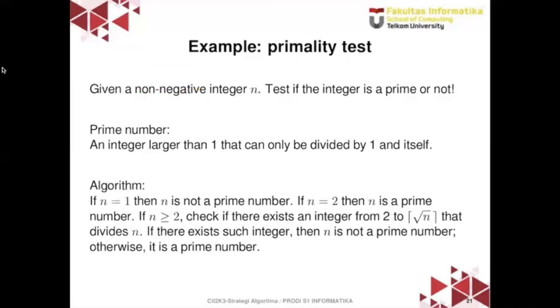So the algorithm will be: if n equals 1, then n is not a prime number. If n equals 2, then n is a prime number. And if n is larger than 2, check if there exists an integer from 2 to square root n that divides n. If there exists such an integer, then n is not a prime number. Otherwise, it is a prime number.